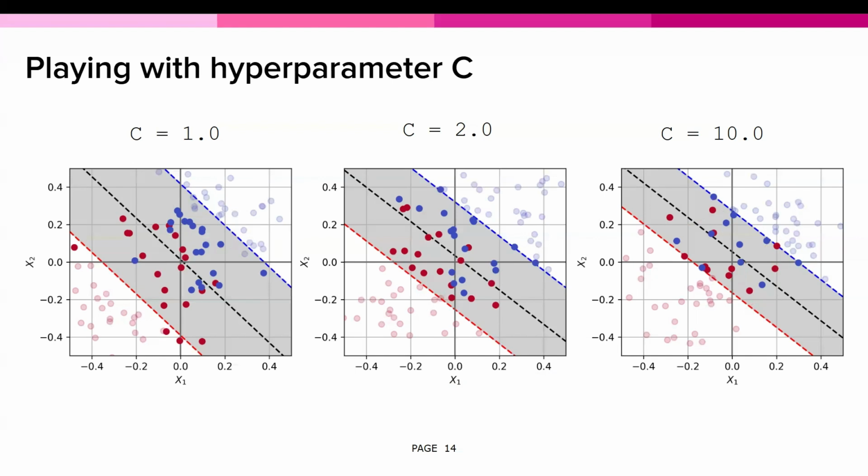While C is small, the model prioritizes a wider margin over correctly classifying every point. But as C increases, the SVM places more emphasis on minimizing classification errors, reducing the number of margin violations. However, setting C too high can cause the model to behave like a hard margin SVM, and this would make it less robust to new data, and also might cause the optimization process to fail.